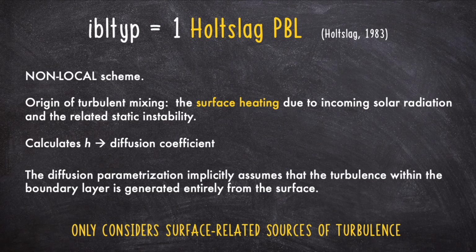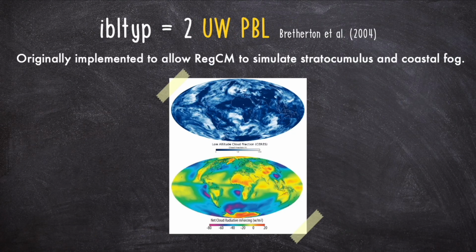Without this source of turbulence, the occurrence of boundary layer clouds over the ocean will be limited to areas and times where surface-based convection or mechanical mixing is strong enough to transport moisture from the surface above the lifting condensation level. The second boundary layer scheme is activated when we set ibltyp equal to 2. It is the University of Washington scheme, and it was originally implemented to allow RegCM to simulate the stratocumulus and coastal fog.